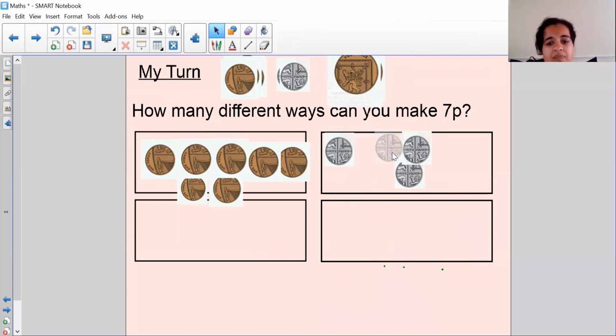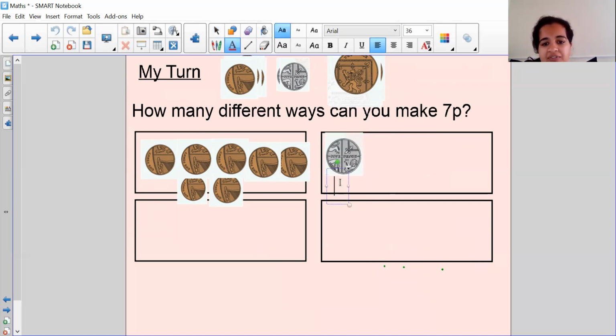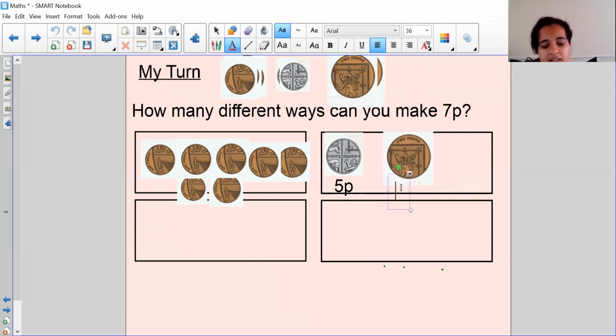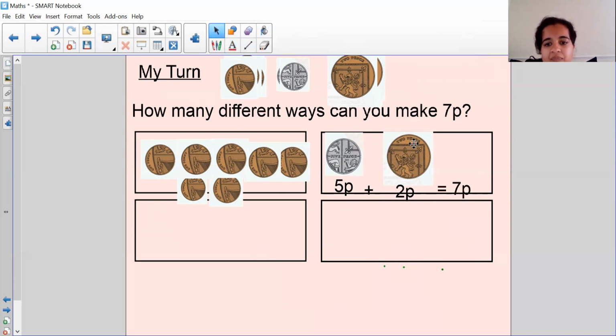I know that this is a 5p coin. And if that is already 5p, I only need another 2p coin to make 7. All right. If you want to really challenge yourself, you write that number sentence. 5 plus 2 equals 7p. Okay. So a 5p and a 2p will equal a 7p. So that shows me that it makes 7p.